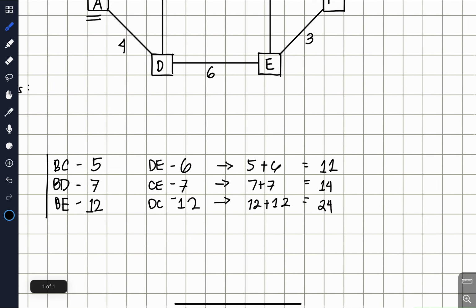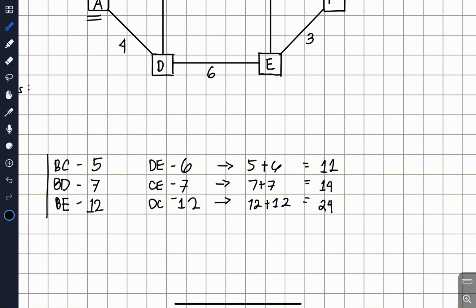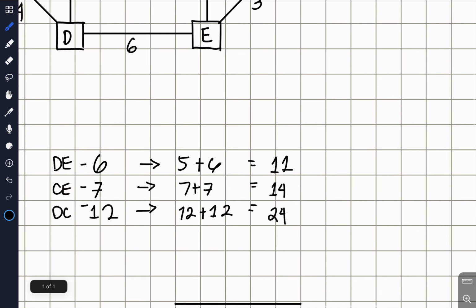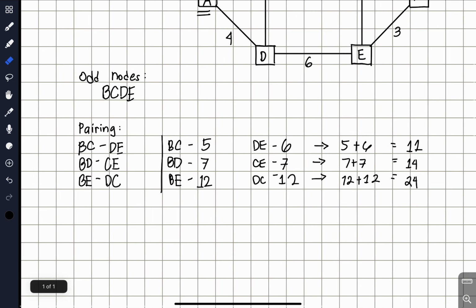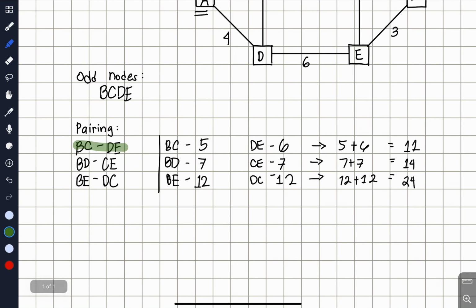So after adding both pairs, we identify the smallest value here. So between 11, 14, 24, we can see that 11 is the smallest. So we'll be making use of this one, the row right here, because it has the smallest value.